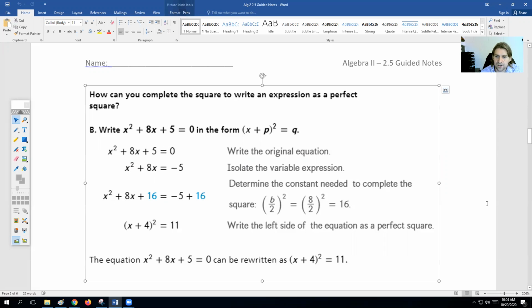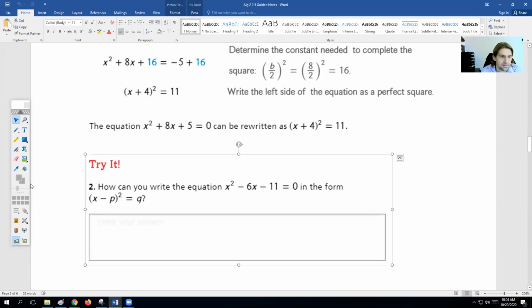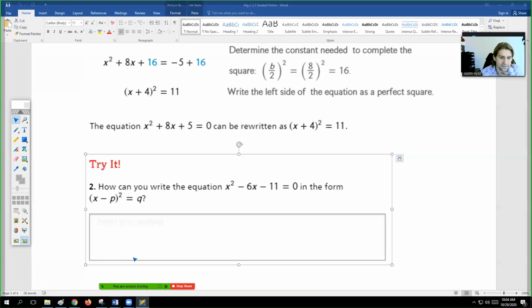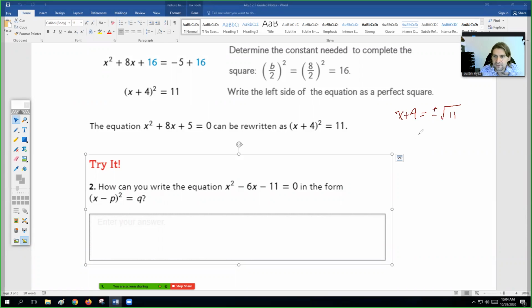And we can just solve that expression like we do the shortcut. We could take the square root of the expression. Sorry, I'm getting my tools mixed up here. All right, if I wanted to solve this, we could say x plus 4 is equal to plus or minus the square root of 11, which doesn't come out nice, and just say x would equal negative 4 plus or minus the square root of 11.